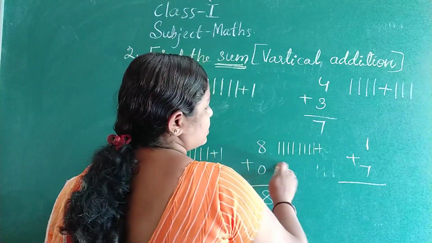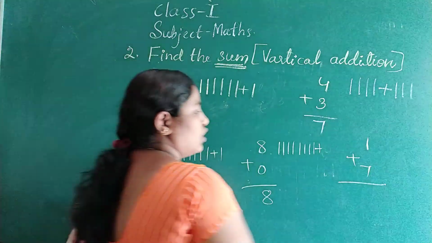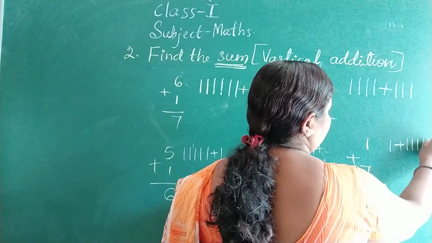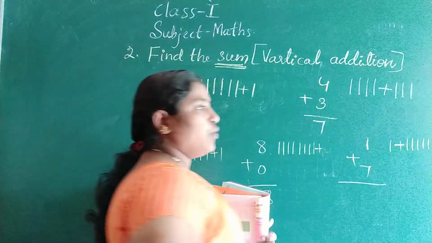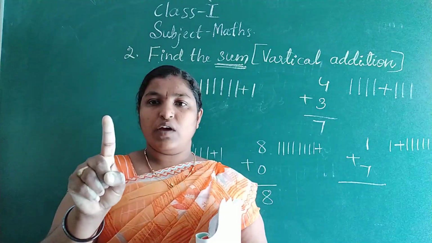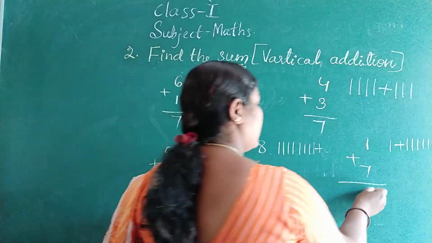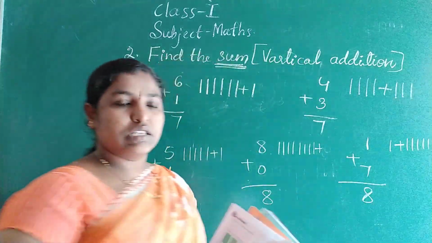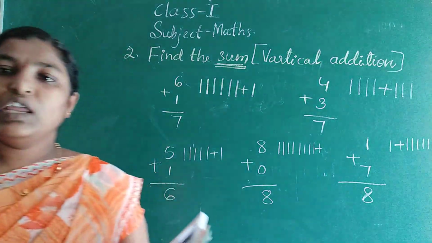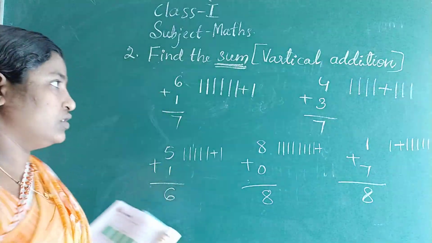Nothing, no lines. Means how many lines are there? That many you should write. 1 plus 7. 1 plus 1, 2, 3, 4, 5, 6, 7. So 7 is the big number, keep it in your mind. 1 on your hand. 7, 1, 8. So these are the answers you write in your textbook. Any one method you follow and do the additions.